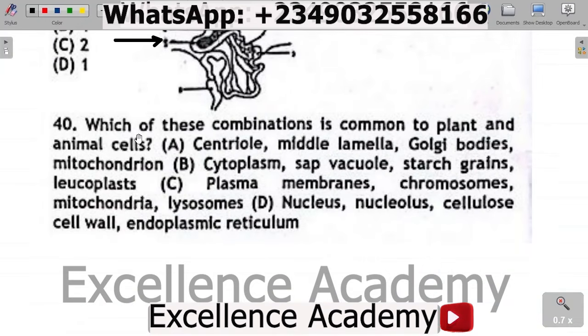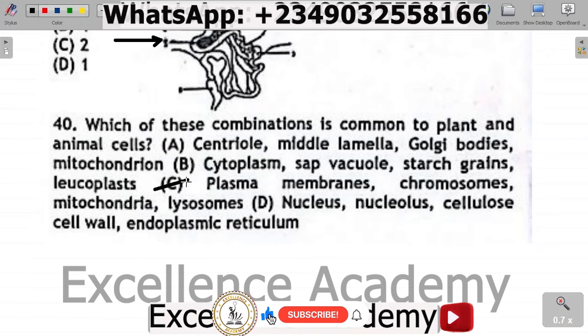Question 40. Which of these combinations is common to plant and animal cells? A. Middle lamella, Golgi bodies, mitochondrion. B. Cytoplasm, sap vacuole, starch grains, leucoplast. C. Plasma membranes, chromosomes, mitochondria, lysosomes. D. Nucleus, nucleolus, cellulose cell wall, endoplasmic reticulum. The correct option is C, the plasma membranes, the chromosomes, mitochondria, and the lysosomes.